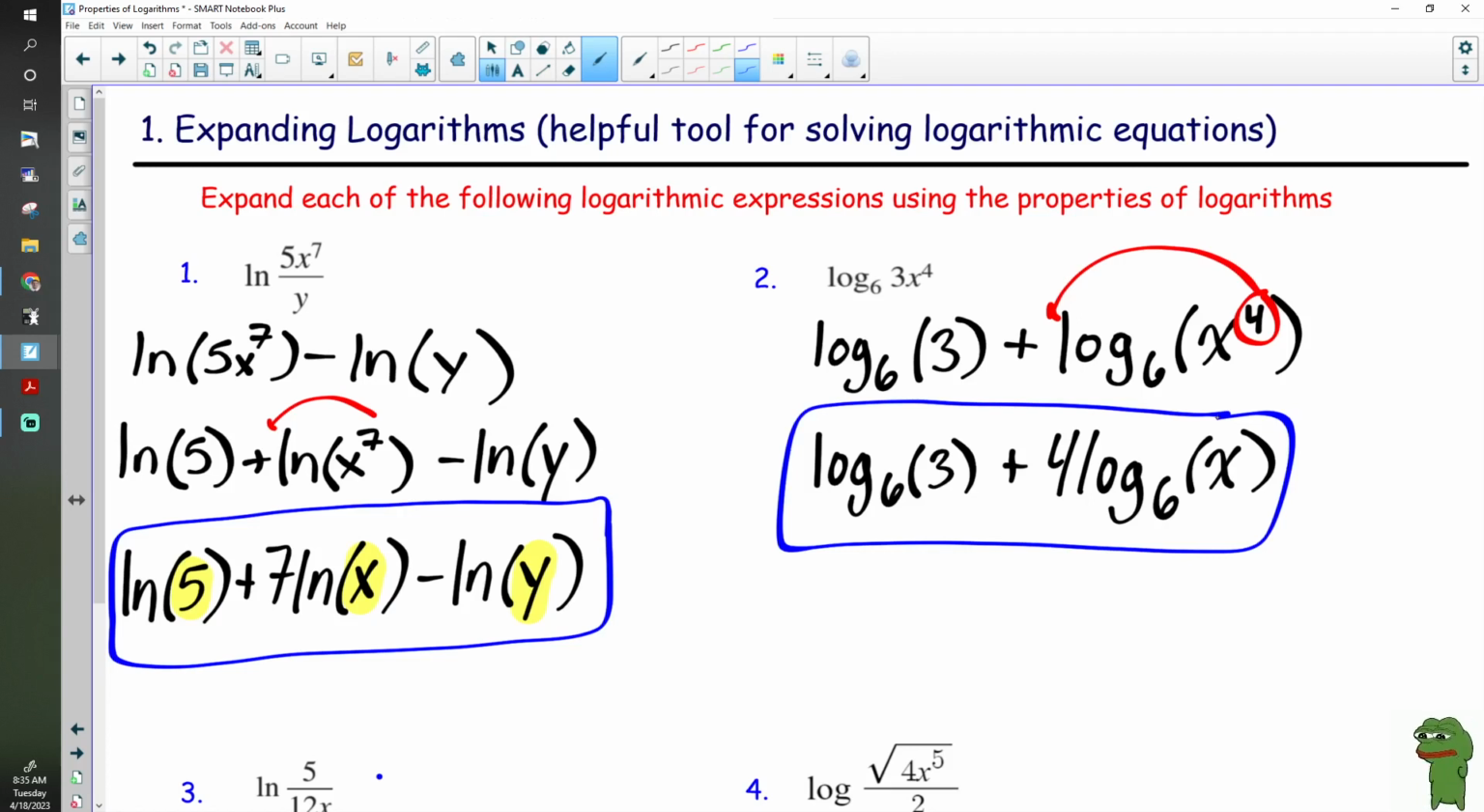That is expanded. I don't know what I did wrong. I'm recording.